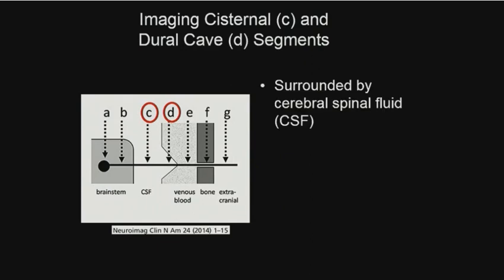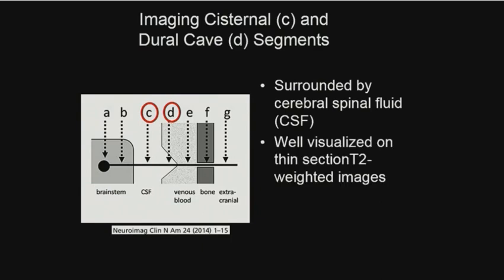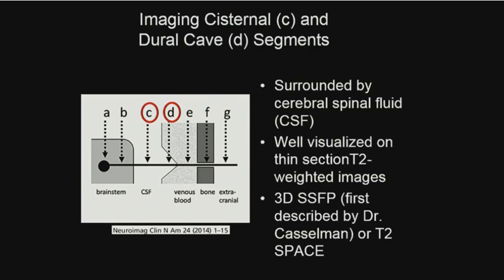Now turning your attention to the C and D segments, the cisternal and dural cave segments. These segments are surrounded by cerebrospinal fluid. They're very well visualized on thin section T2 weighted imaging, including 3D steady-state free precession imaging, first described by Dr. Casselman, who we'll be talking to in just a few minutes, or on other T2 weighted techniques such as SPACE.